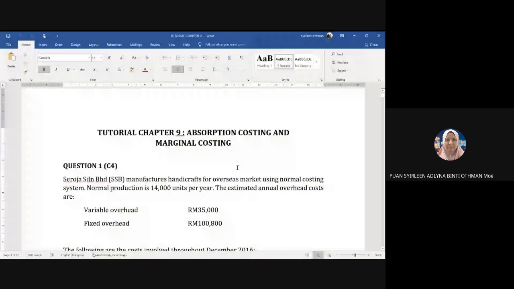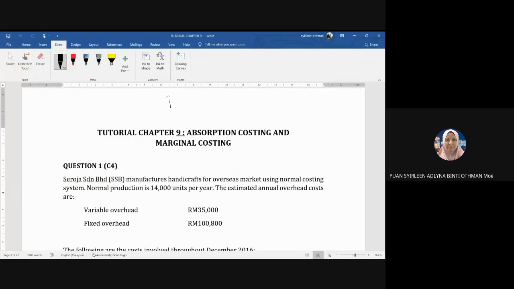Alright, this is tutorial chapter 9, absorption, costing and marginal. Okay, actually topik ni tak susah sangat lah ya. Cuma mungkin some of you all cannot really digest apa kehendak soalan. Okay, so it's like this sebenarnya. Sebenarnya untuk topik 9 ada 2 benda yang awak perlu tahu.